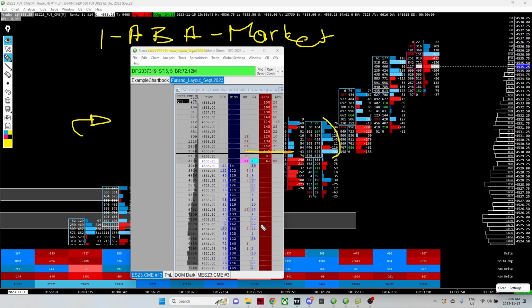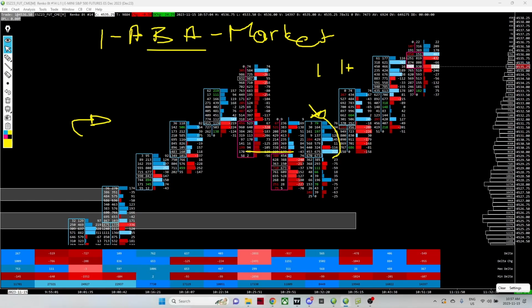I'm aggressively buying the offer. Okay, what is that going to show up as on the footprint? If I bought one contract, it's going to be one contract on the positive delta because I aggressively bought the offer. In order for me to aggressively buy the offer, who has to be on the other side of that? A passive seller, right? If I'm going to buy something, someone has to be selling something to me.